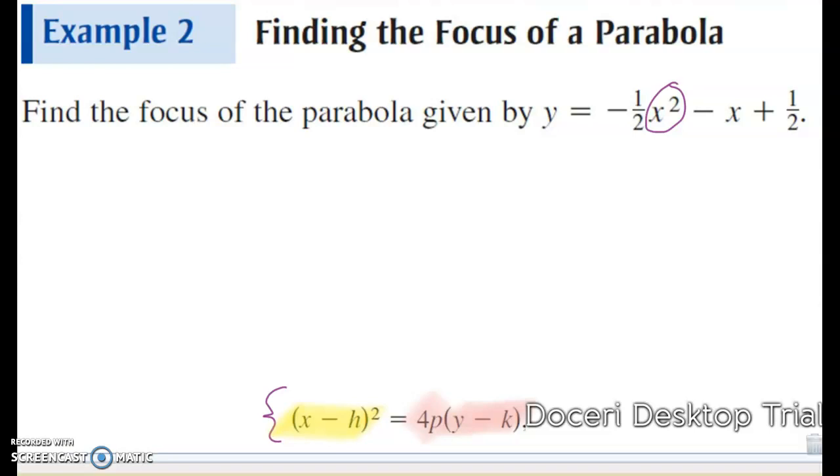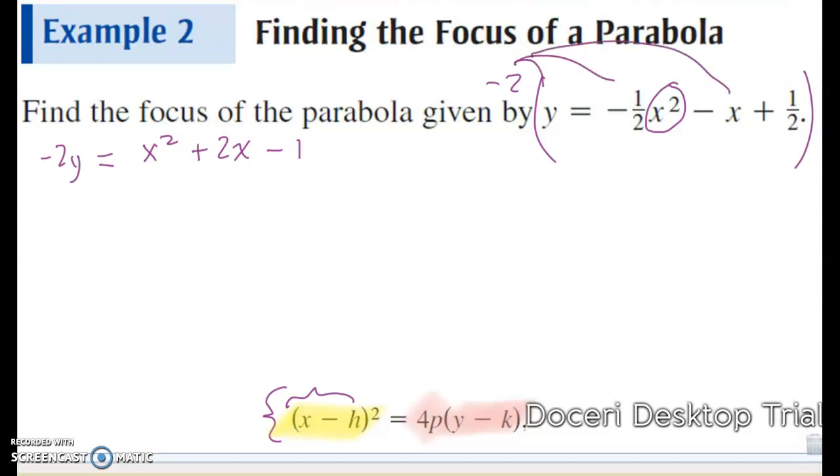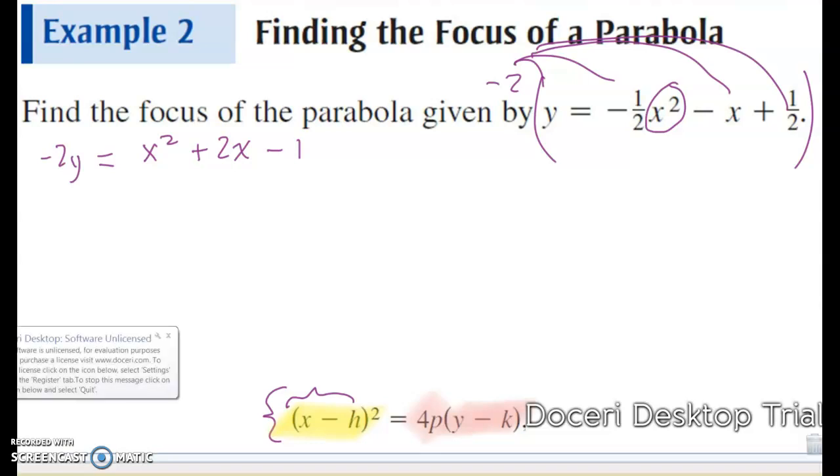In order for us to get this first part, we're going to have to complete the square. So knowing that, I'm going to simplify this by multiplying by a negative 2, because that's going to get rid of this fraction that's in front of x squared. Once I do that, this is what I'm left with: x squared plus 2x minus 1. And I just distribute it to each term in the equation. So then the next step would be to factor this.